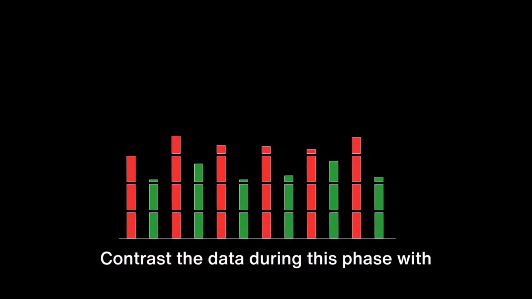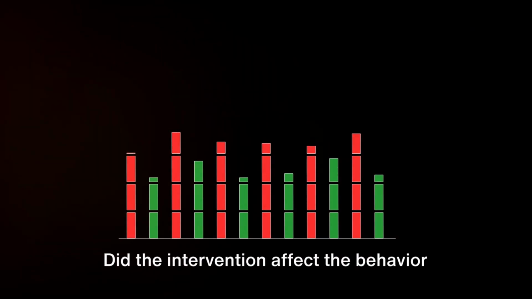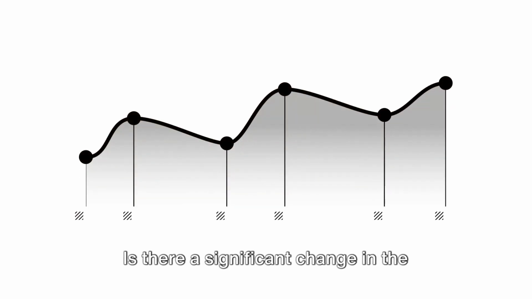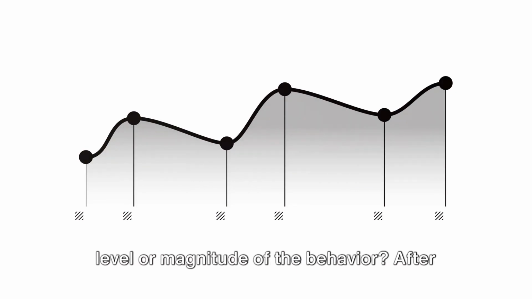Contrast the data during this phase with the baseline phase. Did the intervention affect the behavior being targeted? Then look for shifts in the trend or direction of the data points after the intervention is executed. Is there a significant change in the level or magnitude of the behavior?